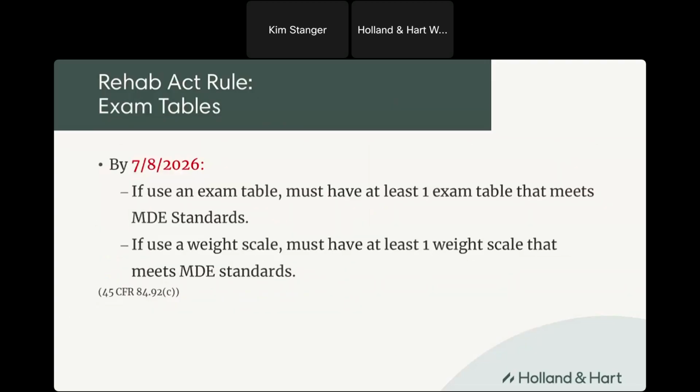Similarly, for exam tables, they want to make sure that if you're using exam tables by July 8th of 2026, so again, you've got about another year or 2 years, you've got to have at least one exam table that meets those MDE standards that would, for example, accommodate persons who are obese or otherwise have a disability. Similarly, if you use a weight scale, you've got to have at least one weight scale that meets the MDE standards. The government is giving you a couple of years to get that in place. They realize it may be somewhat of a burden for some of you, so they figure if you've got 2 years, you can budget accordingly and make sure that you get that in place. And that applies to anybody who's using an exam table or a weight scale.